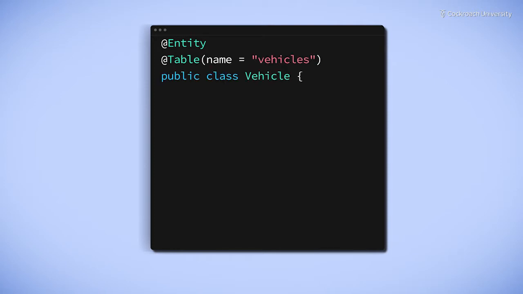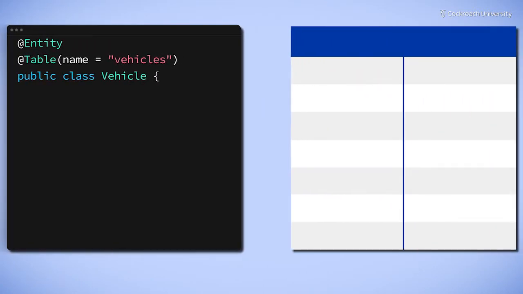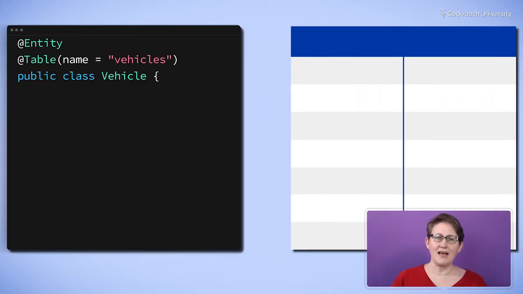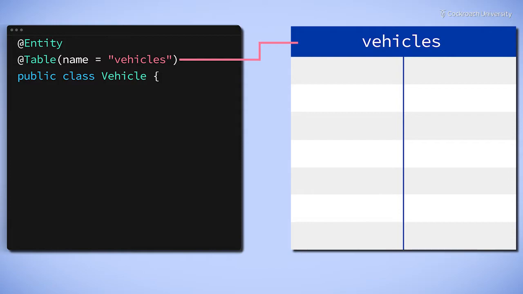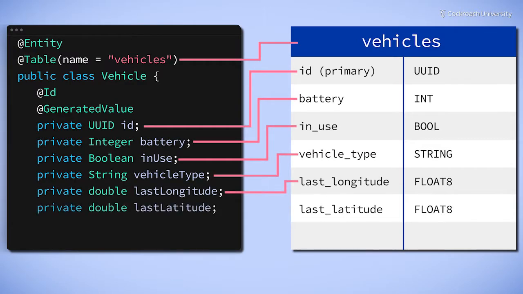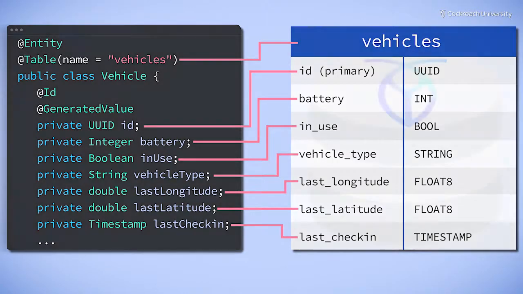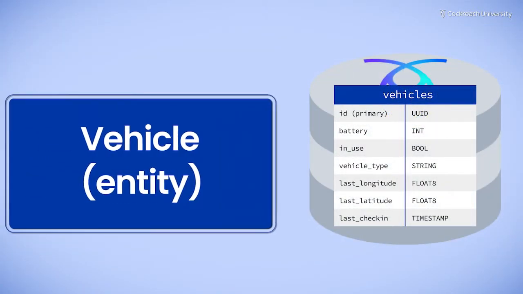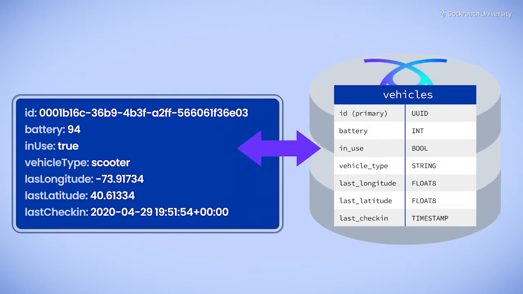Let's start by looking at the class that defines a vehicle entity object. It's a basic Java bean that models a table schema in the database. The @Table annotation lets you specify what table the entity corresponds to. Here we see that the Vehicle class is associated with the vehicles table. The properties of the entity class correspond to the columns of the associated table. Each entity instance corresponds to a single row of data.